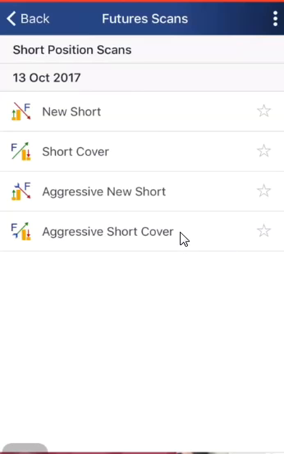Short covering means that people who have a short in the market are now buying the stock so that they do not make more losses. Similarly, aggressive new short means people are now shorting the stock at a higher price and expecting the price to fall. So this is what the futures scan involves.